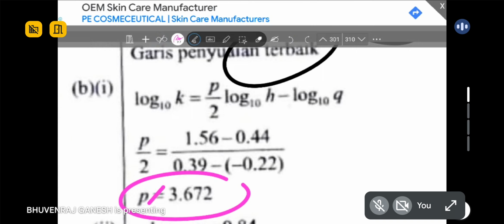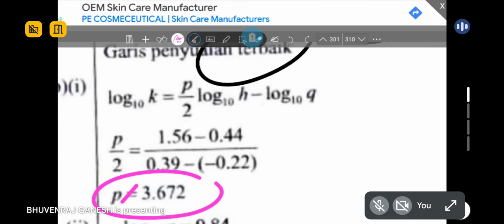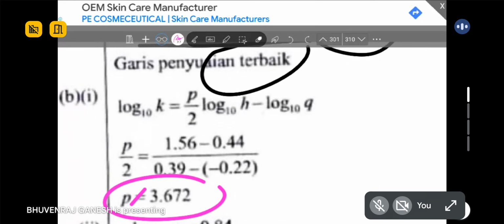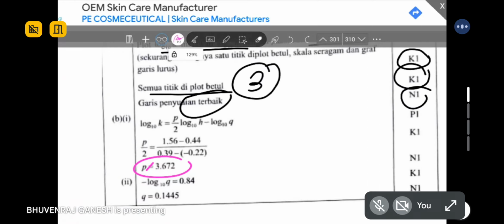Kalau jawapan tak sama dengan ini, tak apa. Akan ada julat dalam skema. Okay, the answer scheme will give you a range. So don't worry. If your answer is different from this, it can still be correct. Okay? This is just an example of an answer only. Okay? Can, guys? Are you clear? How to do it? Jelas?